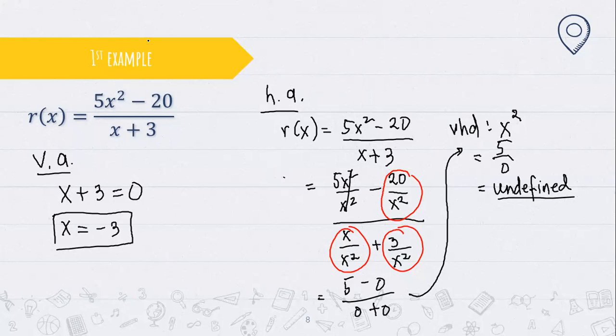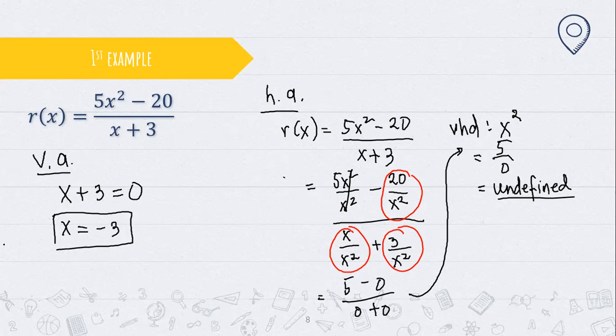Okay, it goes like this. When we get undefined, class, in any of what we discussed today, such as x-intercept, y-intercept, vertical asymptote, or horizontal asymptote, it means there is no such thing. Basically, since we got undefined for the horizontal asymptote, the function r of x is equal to 5x squared minus 20 over x plus 3 has no horizontal asymptote. But it has a vertical asymptote, which is negative 3.